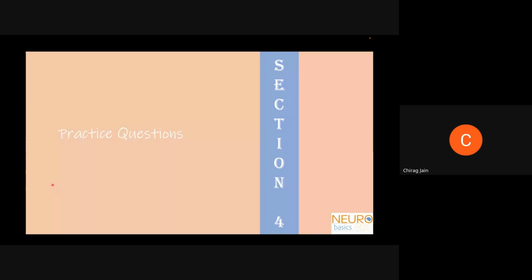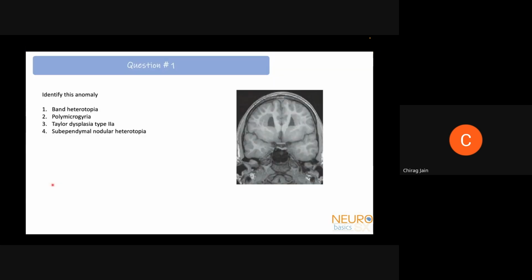Right, so that is all for today's discussion. We'll discuss a few practice questions to see our understanding of the topic. So the first one is, can you identify this anomaly? Is it a band heterotopia, a polymicrogyria, a Taylor dysplasia type 2A, or a subependymal nodular heterotopia? You can leave your answers in the chat box.